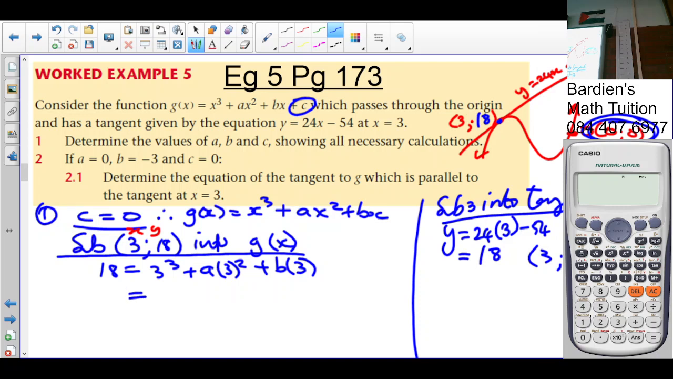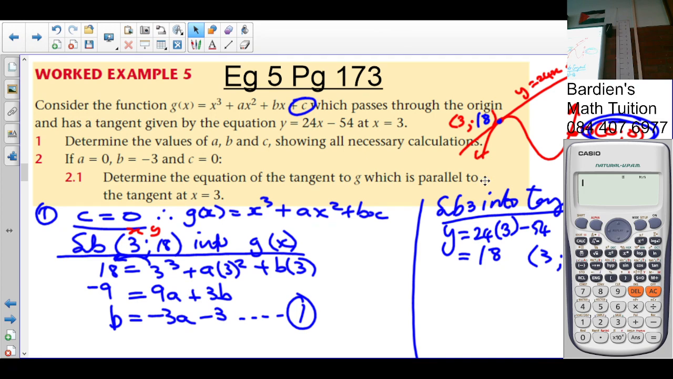Which now gives you what is 3 cubed? 27. What is 18 minus 27? Negative 9. So 9a plus 3b. I divide by 3 and make b the subject of the formula. So it's going to be negative 3a minus 3. This equation. Okay?